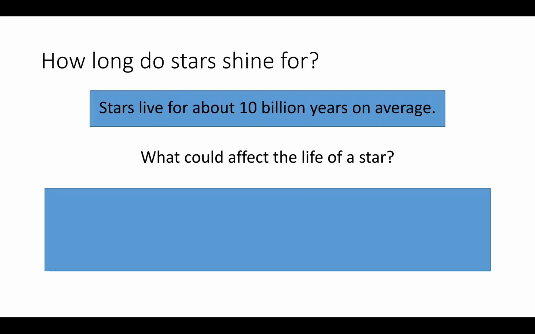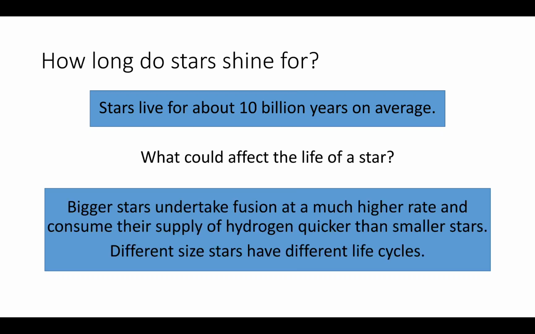Moving on. So how long do stars shine for? Approximately 10 billion years on average. That's a very average star, one like our sun. So what could affect the life cycle of a star? Bigger stars undertake fusion at a much higher rate and consume their supply of hydrogen more quickly than smaller stars. So different sized stars have different life cycles.